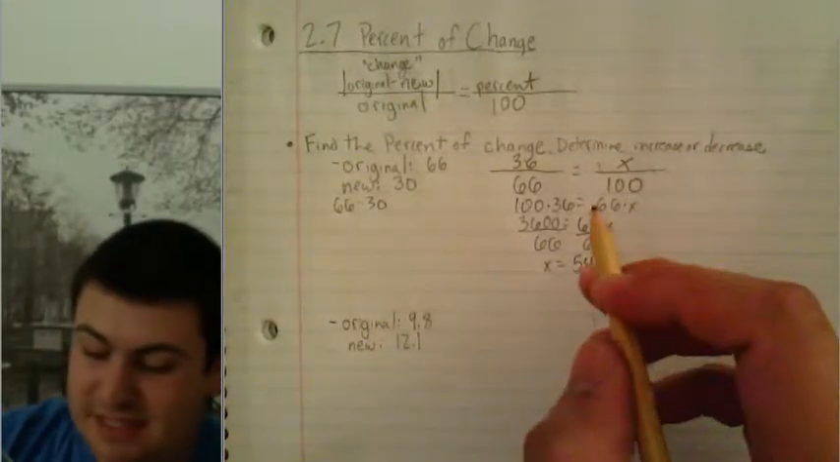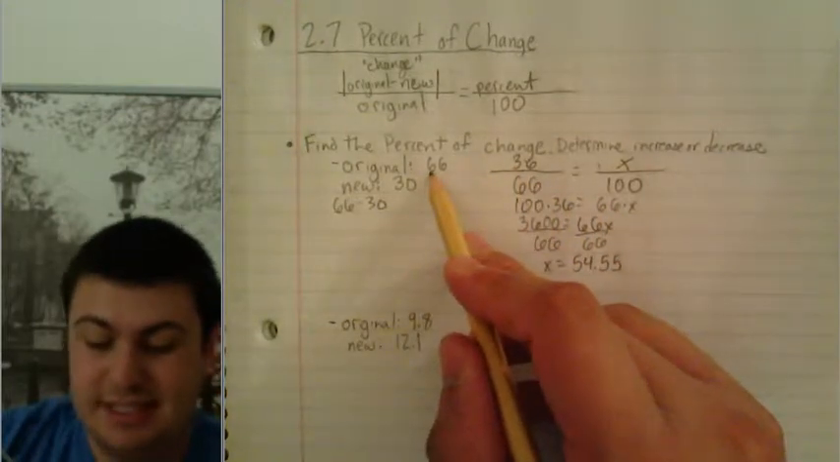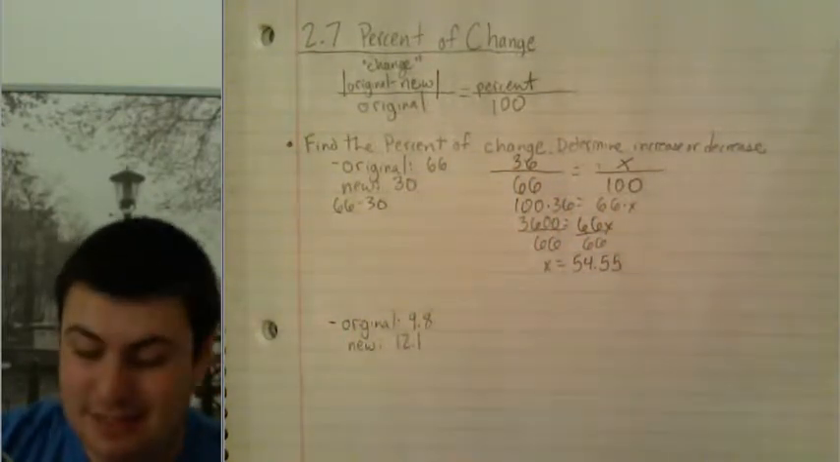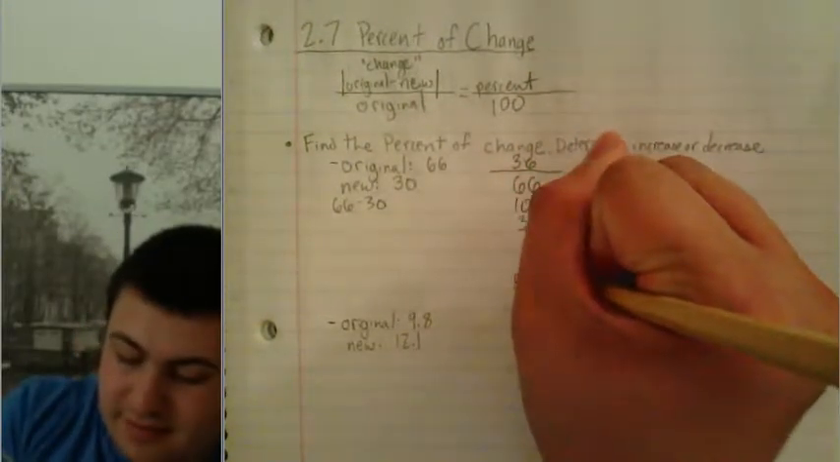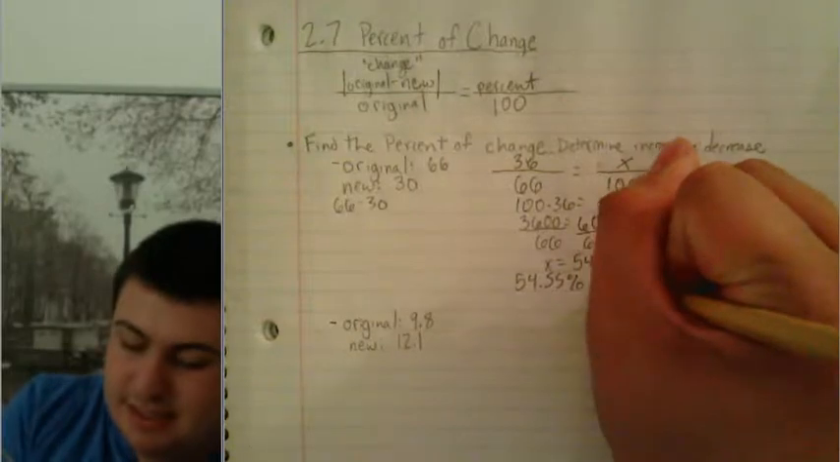So now find the percent of change and determine if it's an increase or a decrease. From 66 to 30 we go down, that's a decrease. So that means that this is a 54.55% decrease.